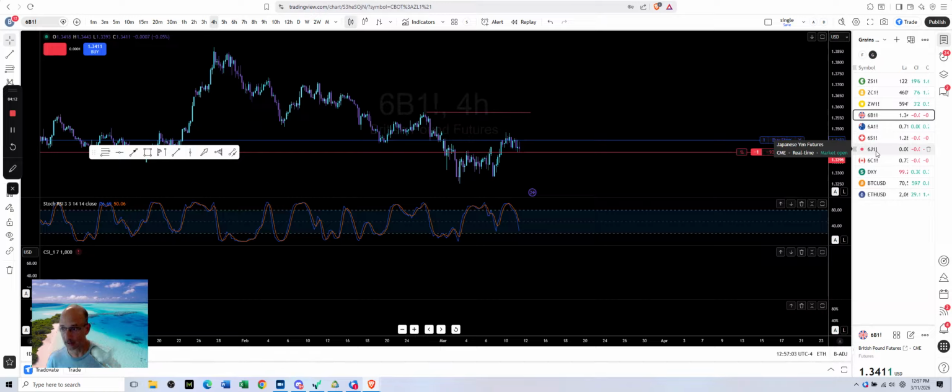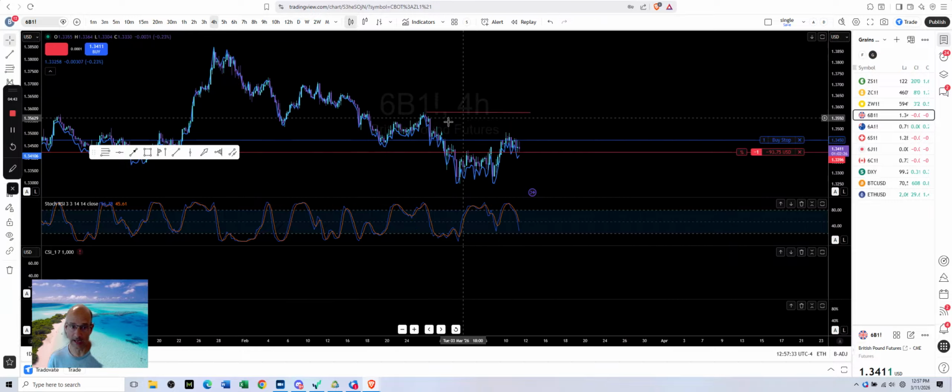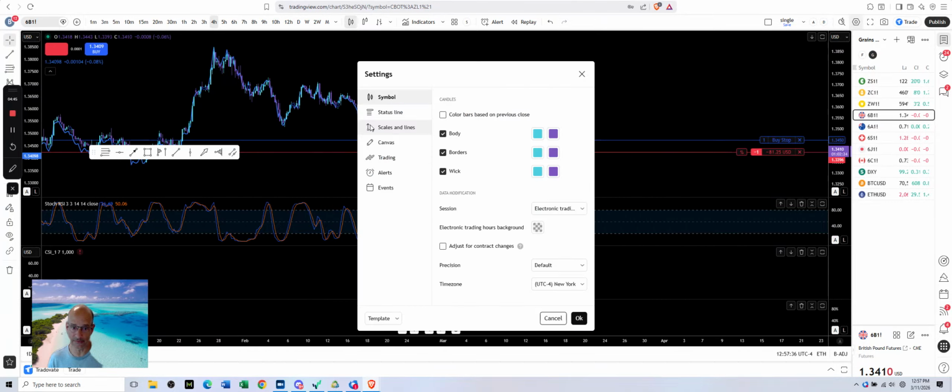Same thing for the yen. So a short on the yen futures would be a long on the US dollar yen. And on the Canadian dollar, again, also inverted because the forex pair goes US dollar CAD. And so a short in the Canadian dollar futures would be a long on USD CAD. And just to show you that, I'm going to add the British pound futures to this chart. And it automatically defaults to a line chart. So I'm going to change it to candles.